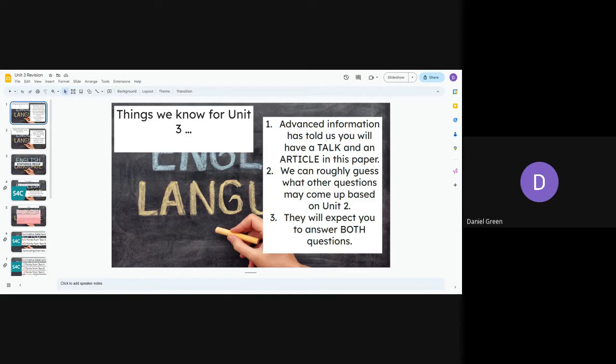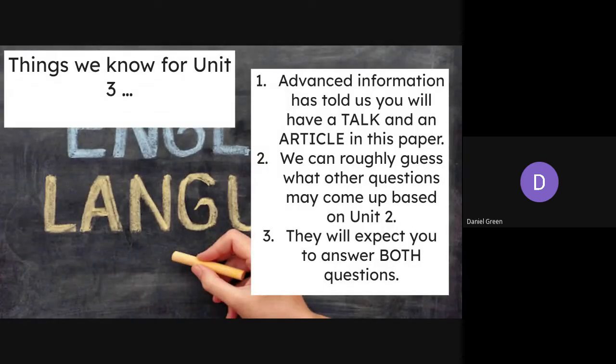What I would keep in mind for Unit 3, though, is the things that we know. First of all, advanced information has told us that we will have a talk and an article in this paper, so you know both of the writing pieces for this one, which is a massive advantage. Okay, that's 40 marks that they're giving you in order to revise. So the talk and the article that you produce better be good.